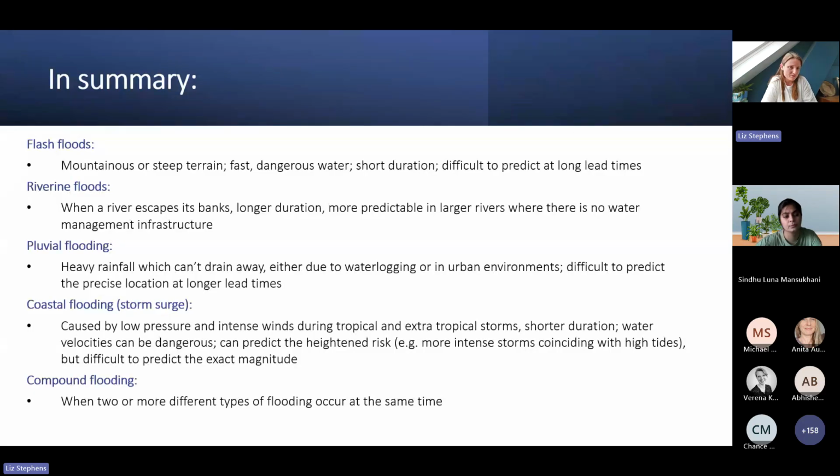We've got coastal flooding, which is caused by a storm surge. It's caused by the low pressure and intense winds from tropical cyclones, tends to be a shorter duration, but the water velocities can be dangerous, like in the case of Cyclone Haiyan. Especially if an embankment is breached, then that could be even more dangerous. We can predict the heightened risk sometime in advance, but often it's more difficult to predict the exact magnitude, and it's different between different countries. And then, of course, in some cases, we have compound flooding, which is when two or more different types of flooding occur at the same time.